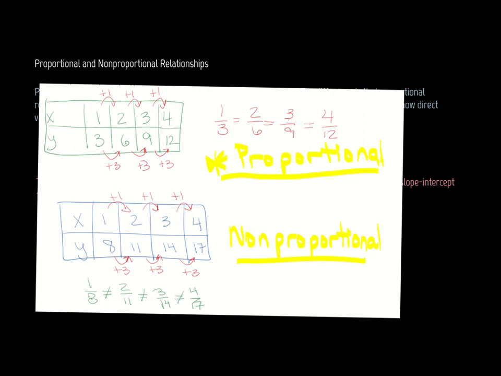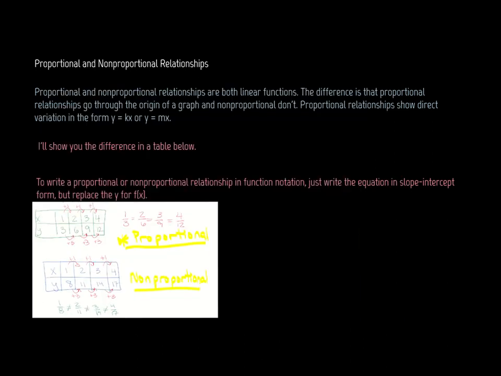you see that you're adding the same thing each time. So I'm adding 1 on top, I'm adding 3 on bottom. The same thing in this one, in non-proportional: you're adding 1 each time, you're adding 3 on bottom. So what's the difference?